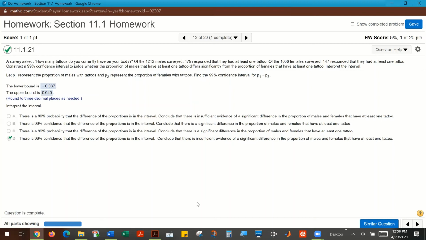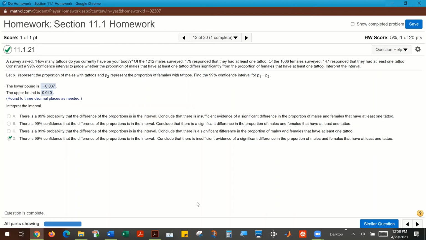So this one is talking about a survey that asked how many tattoos do you currently have on your body? Of the 1,212 males surveyed, 179 said they had at least one tattoo. Out of the 1,006 females surveyed, 147 said they had at least one tattoo. So they want us to construct a 99% confidence interval to talk about whether the proportion of males who have at least one tattoo differs significantly from the proportion of females that have at least one tattoo.